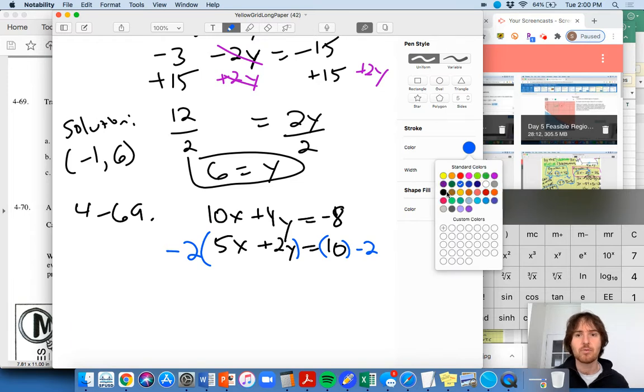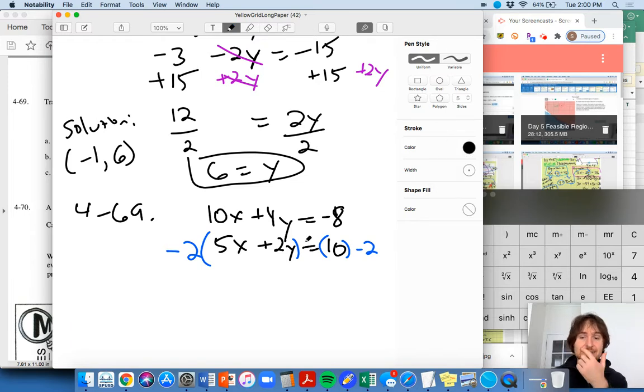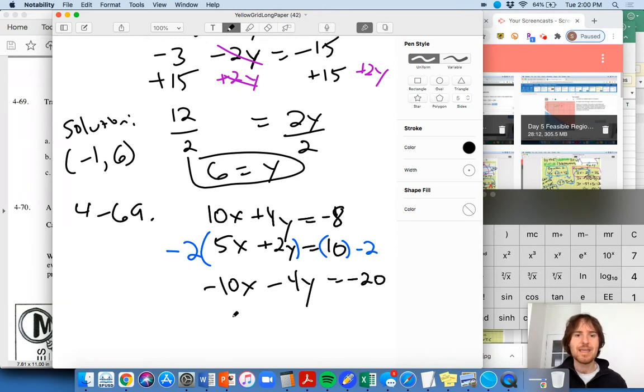Again, I'm just trying to get through a lot of examples quickly so you can kind of see it and try to apply it. And it'll come to you, right, if you keep practicing. Negative 2 times 5x is negative 10x. Negative 2 times 2y is negative 4y. And that equals negative 2 times 10, which is negative 20. And now we can eliminate.